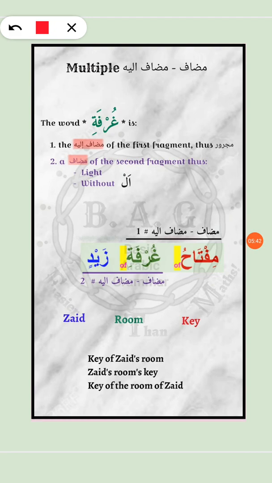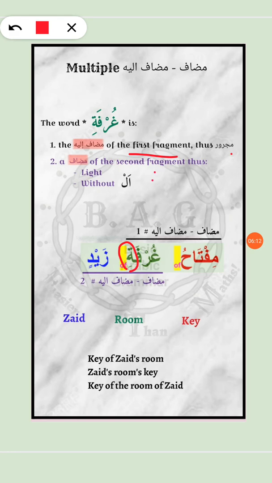The word ghurfati is the Muzaaf Ilaih of the first fragment, therefore majroor. Okay, as you can see, it is majroor. Miftahu ghurfati. Actually, it was miftahu ghurfatin, but since it is the Muzaaf for ghurfati Zaidin, it has to be light, therefore ghurfati, and it has to be without al. So that's why it's light and without al.